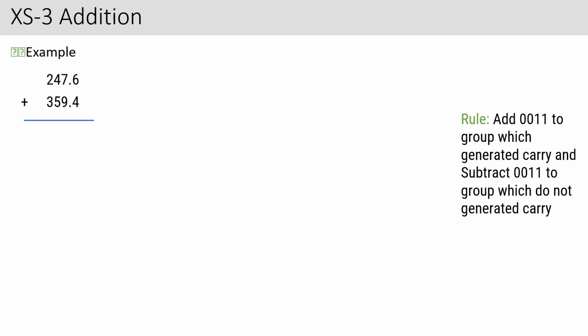For example, suppose you have the numbers 247.6 plus 359.4. This is a simple algebraic addition, and the answer is 607.0. What you are supposed to do is convert each number into BCD. So 2 can be written as 0101, 4 is 0111, 7 is 1010, and 6 is 1001. In the same way, write the equivalent for 359.4.